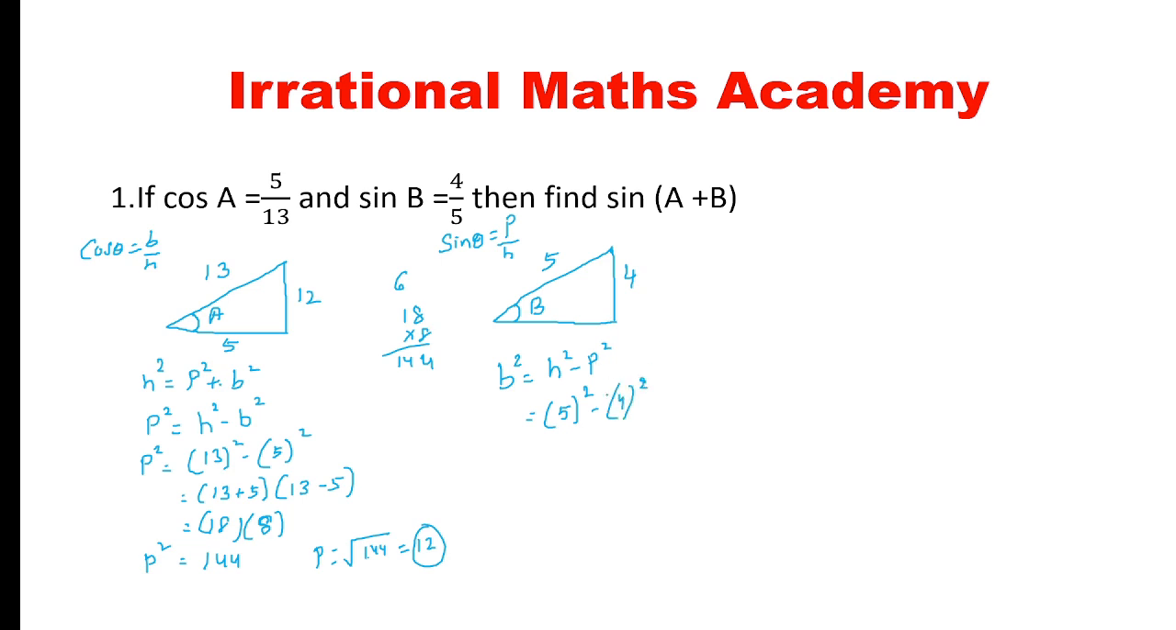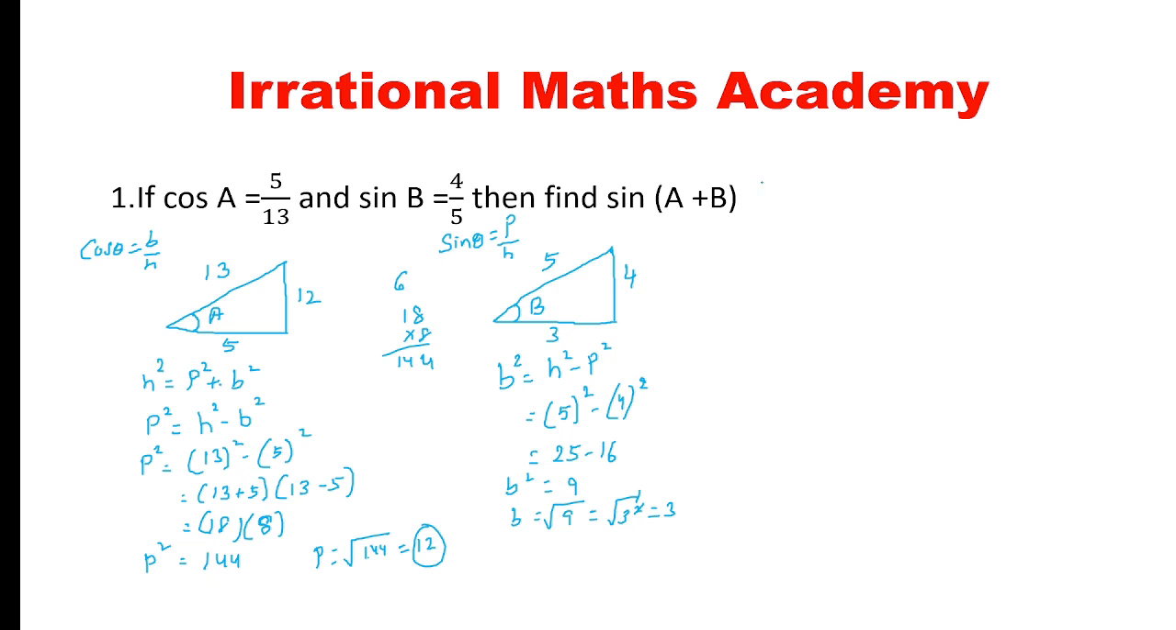This time, instead of applying the a square minus b square formula, I'll do it directly. Easy one, right? 5 square is 25, minus 4 square, which is 16. So this gives 9. B square equals 9. B equals under root of 9. Under root of 9, I can write it as 3 square. Square root gets cancelled, 3. Okay, this is what I got.